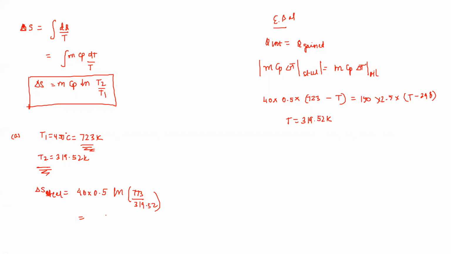It's going to be MCp ln T2 by T1 for steel. So 319.52, that is the final temperature, upon 773, that is the initial temperature. So that's going to be minus 16.332. The unit is going to be kilojoule per Kelvin, right? That is the entropy change for steel casting. All right. Then we move on to the next part where we have to take oil into consideration.